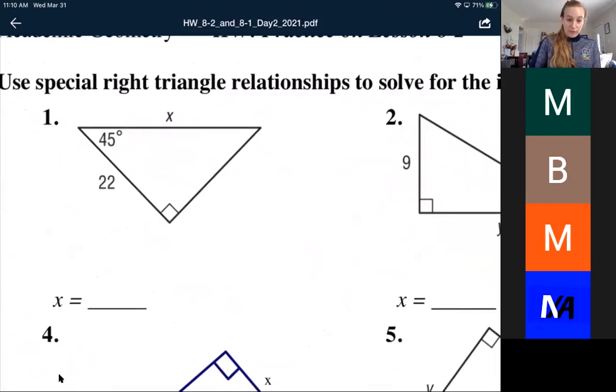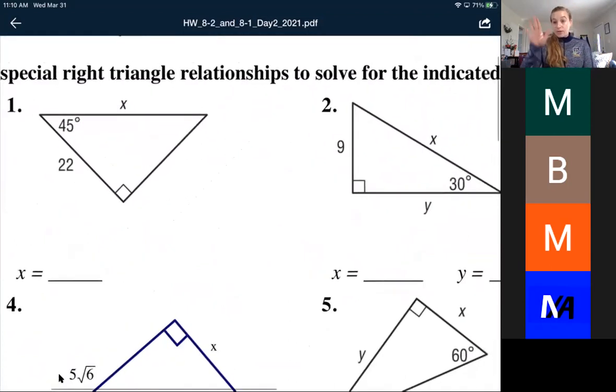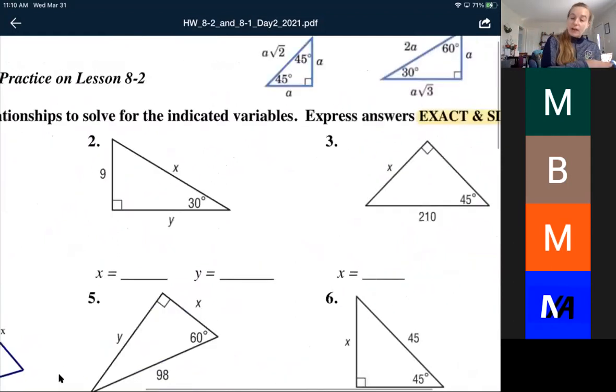The biggest thing though is these special right triangles are kind of moving around. I start with a 45-degree triangle, which is the front page of your notes. But then I go to a 30-degree triangle, which is the back page of your notes. And then number 3 goes back to a 45. So we're kind of flipping back and forth through our notes. So really be aware of which triangle you're trying to solve.